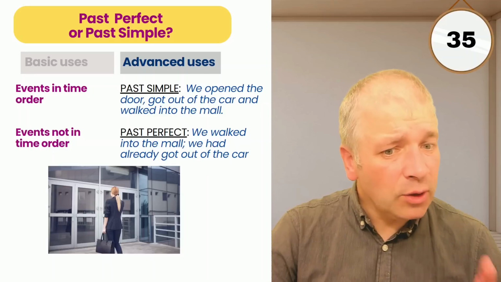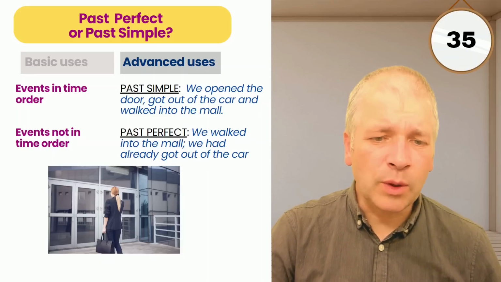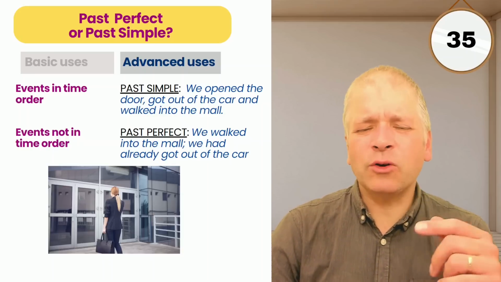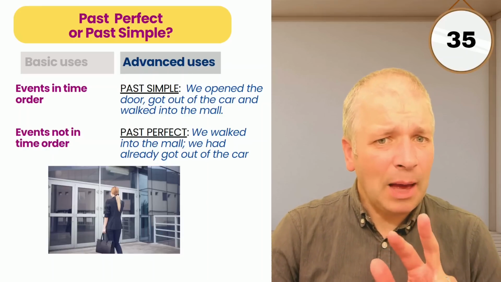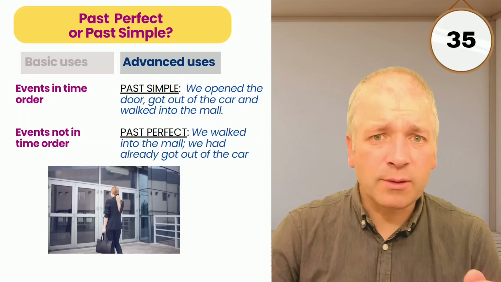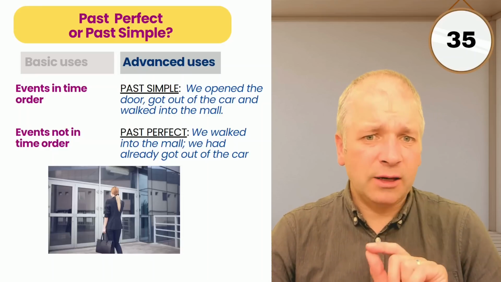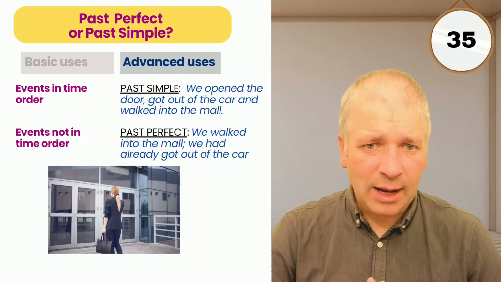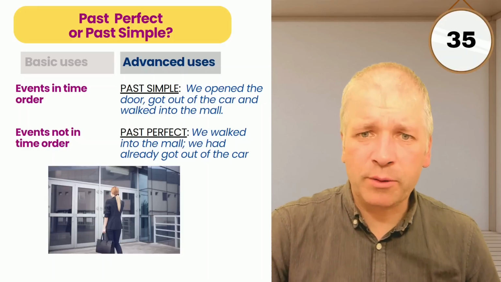But when events are not in time order, we use the past perfect. We walked into the mall. We had already got out of the car. So the second event happened before the first, so we use the past perfect to show that the second event came first, and we're not using the normal sequence of events that we would with the past simple.